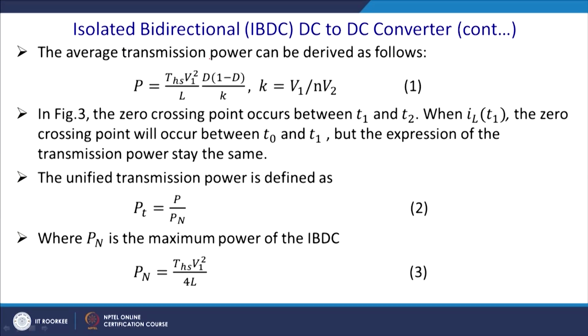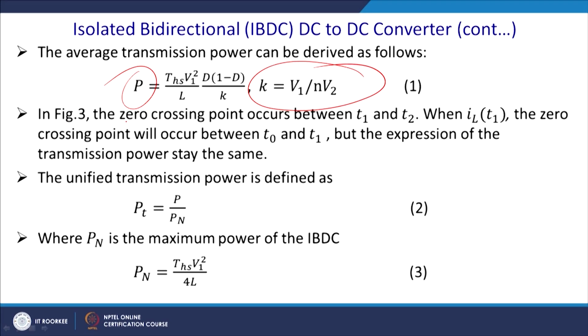So, in the average transmission, the power can be derived as follows, that is P equal to TSH V1 square by L times D(1 minus D) by K, where K is essentially given by, it is coupled with the turns ratio, K equal to N into V, where N is N1 by N2.